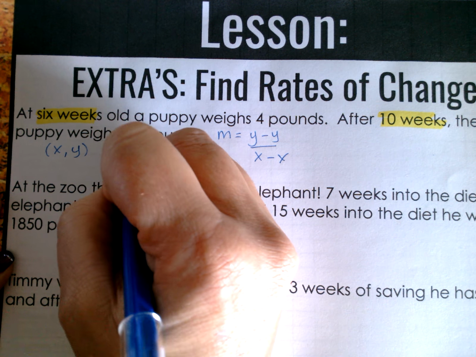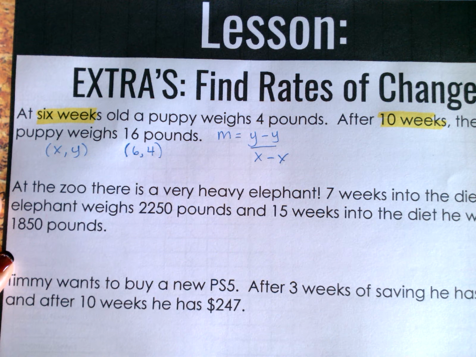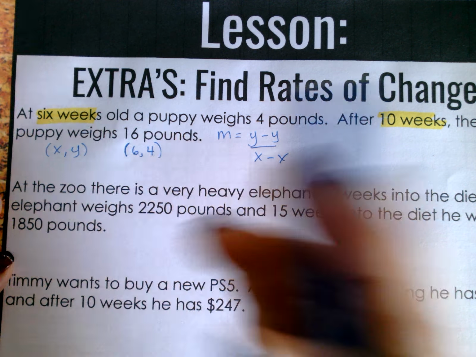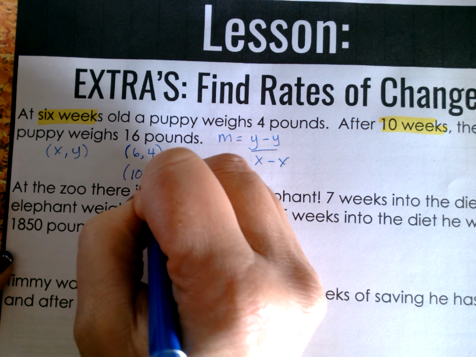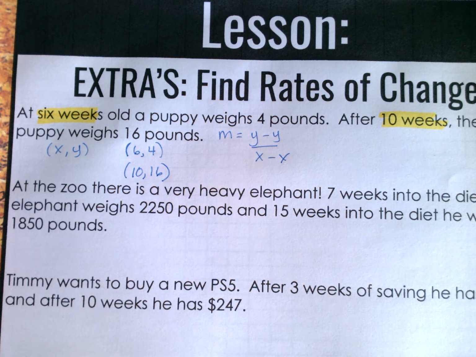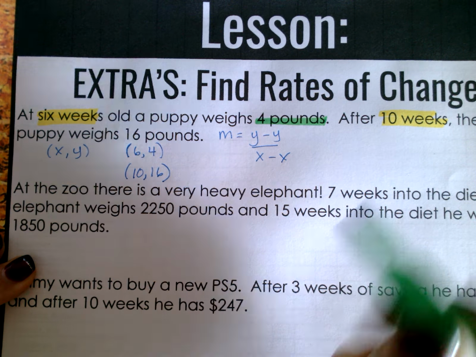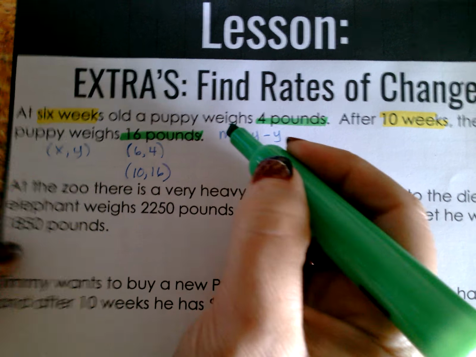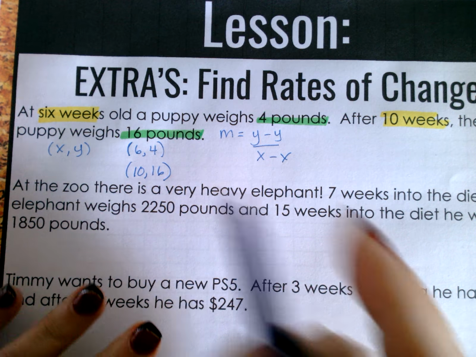So at 6 weeks old, the puppy weighed 4 pounds. At 10 weeks old, the puppy weighed 16 pounds. These get grouped together. What I know, at 6 weeks, 4 pounds. 10 weeks, 16 pounds. Okay, we know what to do next.